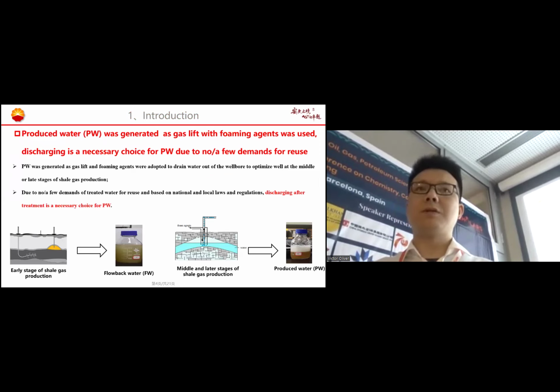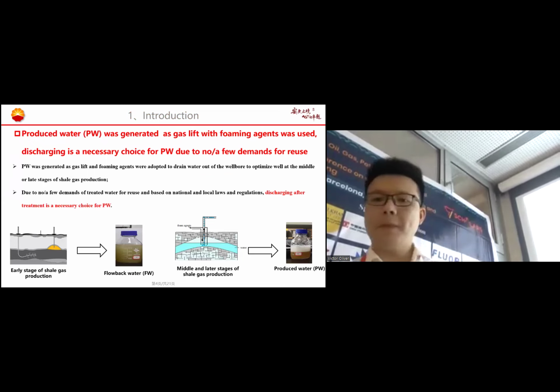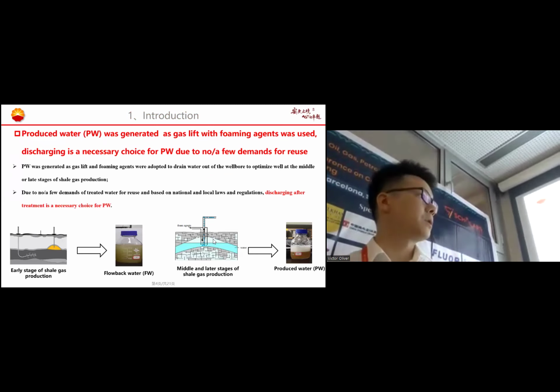The produced water was generated as gas lift and foaming agents were adopted to bring water out of the well. This is the foaming agent. Then we put the foaming agents into the well, and foaming will take water out of the well to optimize the well at the middle and the later stages of shale gas production.